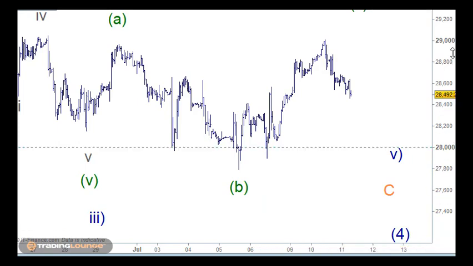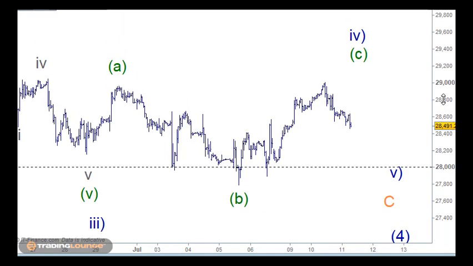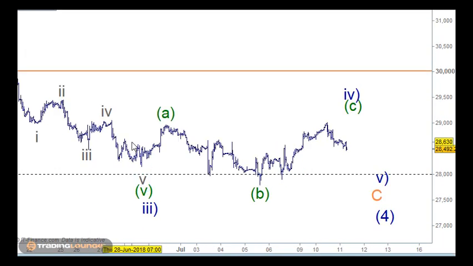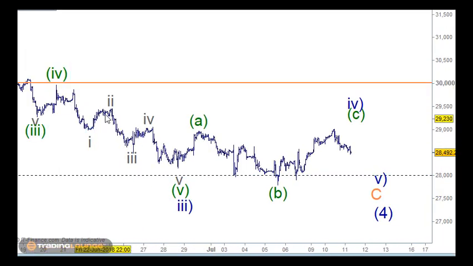It looks like there could be one more move there too, you know. Depends how I count this. So if I count this here as I've done from here as 1 and 2 and 3 and 4 and 5 here, then an A wave here, an A and a B and a C for the B wave here, then I should get 5 waves up here.